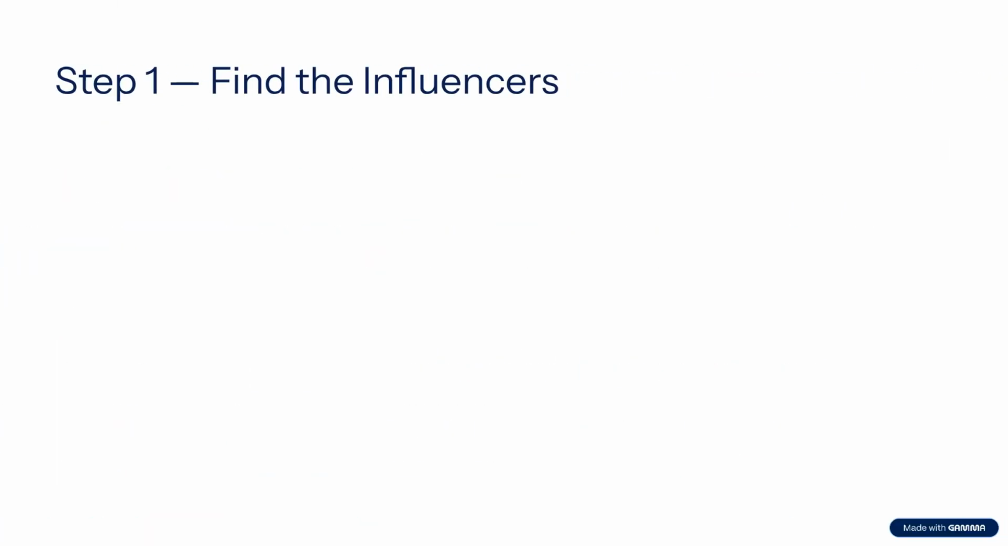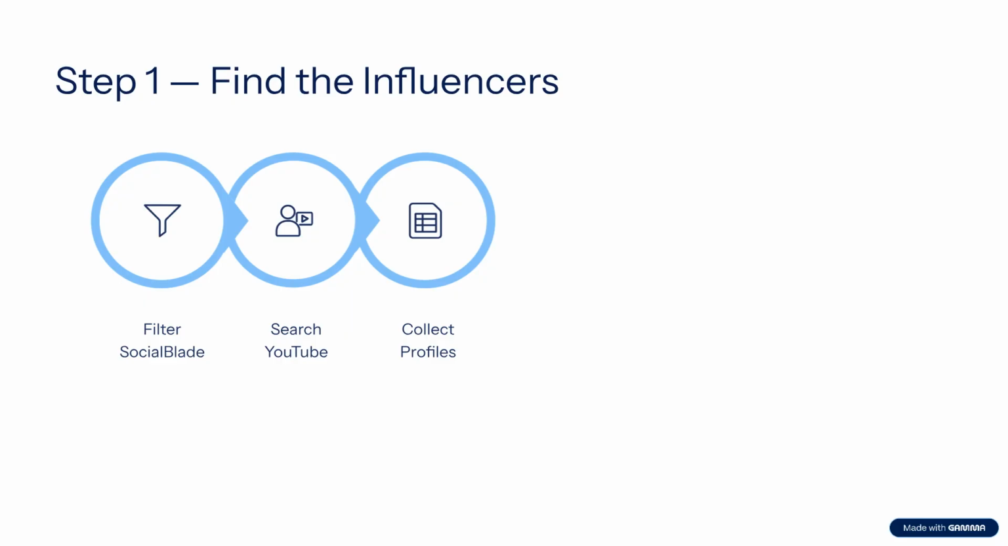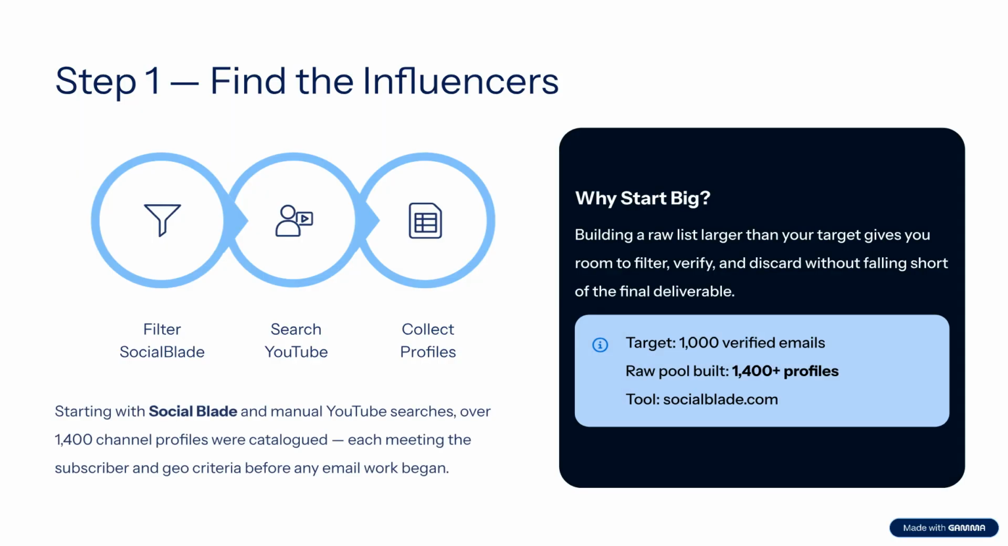Step 1 was to find the influencers. Using Social Blade and manual YouTube searches, we cataloged over 1,400 channel profiles meeting the criteria. Starting big allows room to filter and still hit the target of 1,000 verified emails.